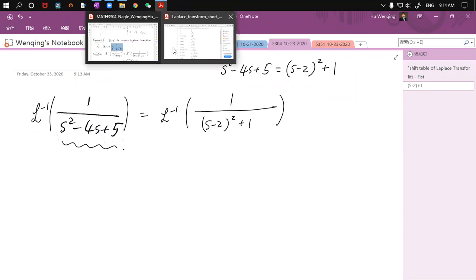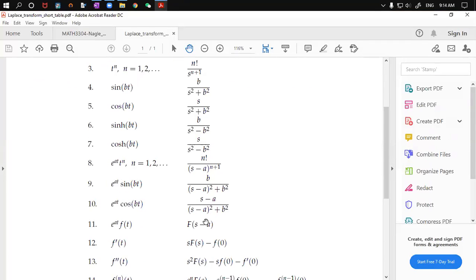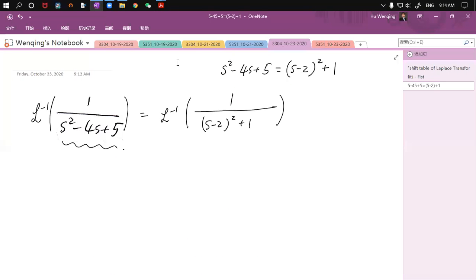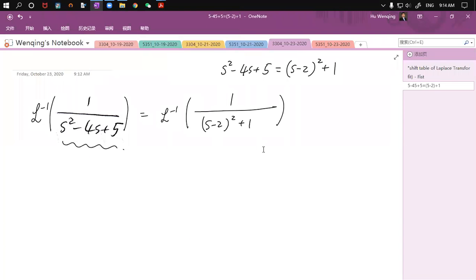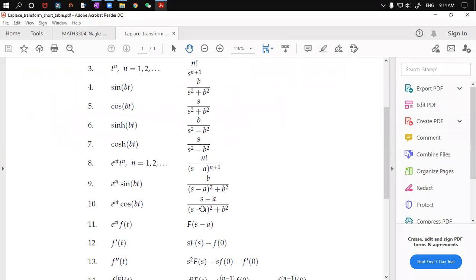Now which function on this table are you going to start with? There are two ways to do it. One is that you directly find that line 9 and line 10 are going to work, because the denominators look exactly the same. You're going to take a equal to 2 and b equal to 1. So if you use these two lines, what will be the result? That means this is the inverse Laplace transform, taking a equal to 2, b equal to 1, and you're going to have 1 over s.